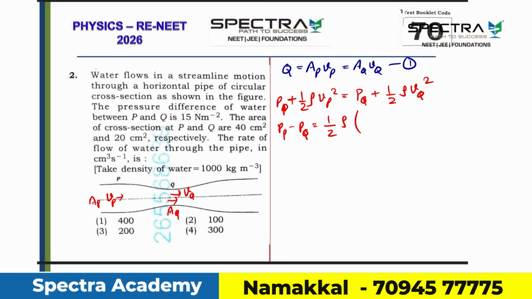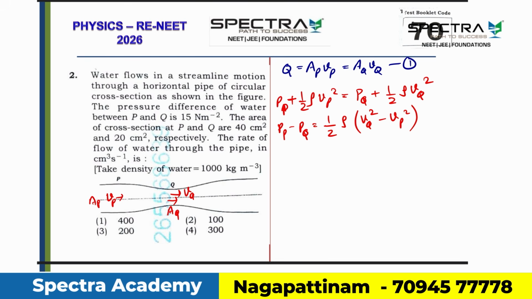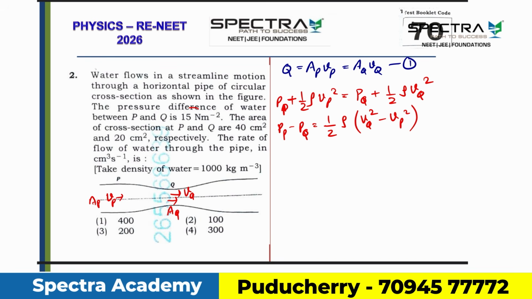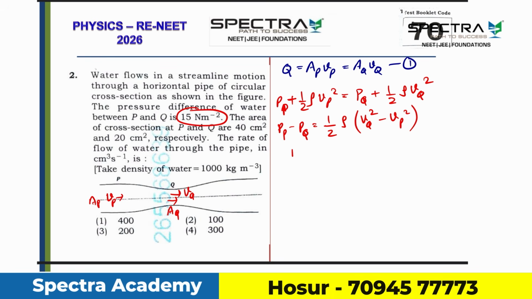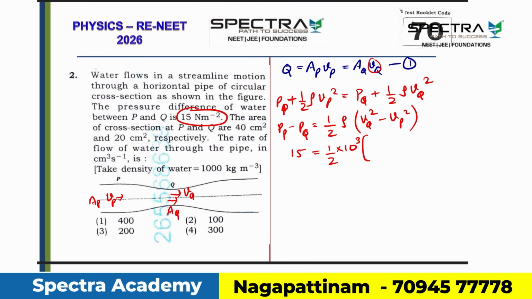So I can write, students, therefore PP minus PQ is equal to half rho into VQ square minus VP square. Which is equal to what? The pressure difference given in the question, between P and Q, 15. Therefore 15 is equal to half into density 10 power 3 into VQ square minus VP square. I don't know VQ and VP, so we have to change VQ in terms of VP, students. So VQ is equal to AP VP by AQ. So you will get AP by AQ whole square into VP square, right?